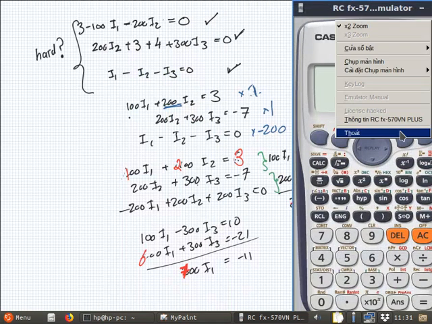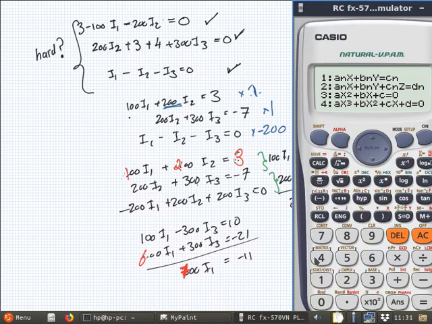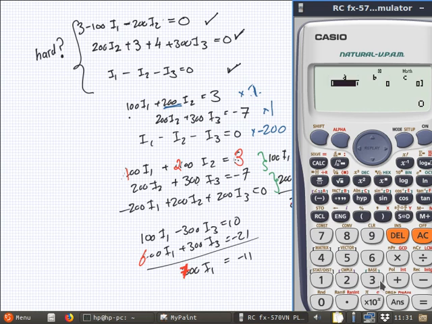Right. Mode 53. Okay, so what have we got? Where's our equations? There they are. 100, 200, 0, 3. No, that's the wrong mode. Mode 52. 100, 200, 0, 3. 0, 200, 300, minus 7. 1, minus 1, and 0. First answer.